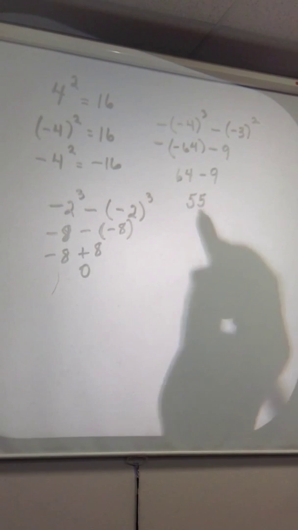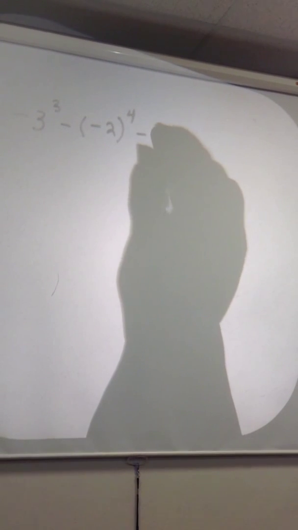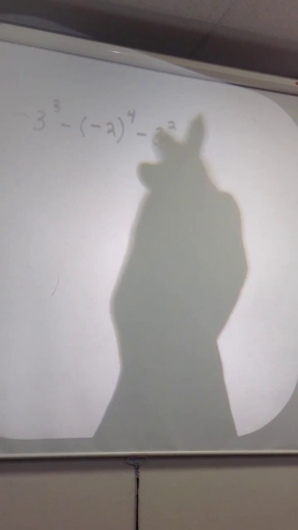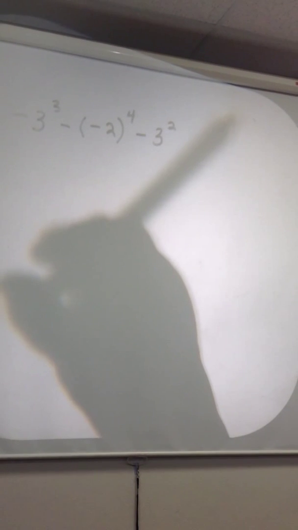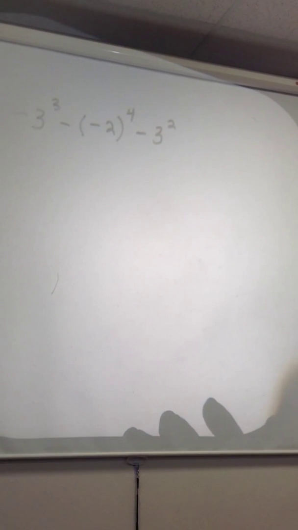We have, let me erase this. We have -3 to the third power minus a -2 to the fourth power minus 3 squared. Now, Brenda, here's where you watch out for that even exponent. Okay.